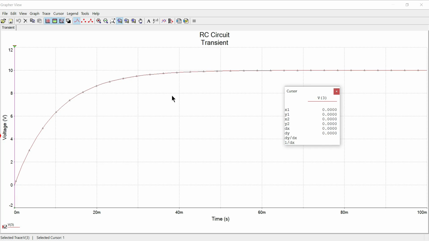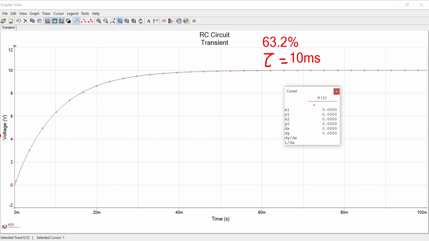Now, if I compare this graph with the theoretical calculation, you will see that the maximum or the final value of the graph is 10 volt, which is same as the theoretical value. Again, according to the definition of time constant for the standard charging equation, it is the time required for the response to reach 63.2% of its final value. And for our case, the time constant is 10 milliseconds.